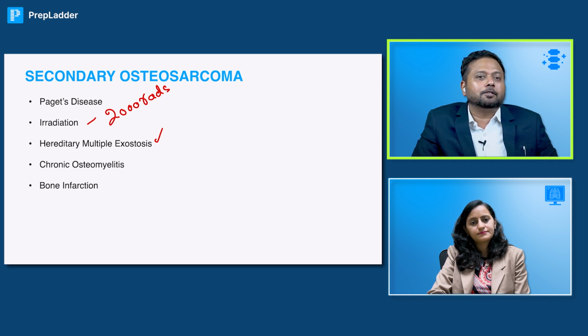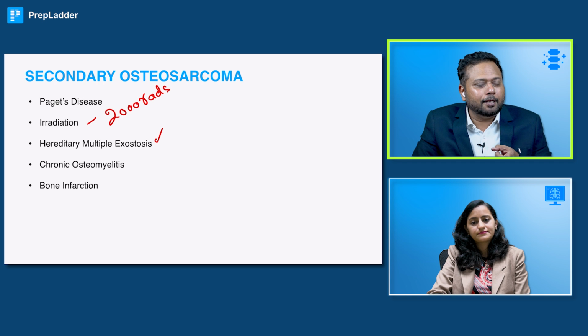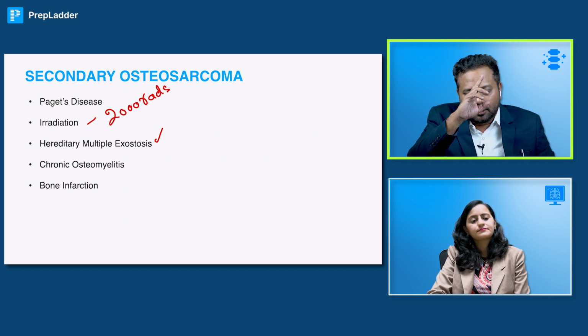Then never underestimate chronic osteomyelitis. It's an infectious condition. Notoriously, in the latest book I recorded, untreated chronic osteomyelitis is a predisposing factor for osteogenic sarcoma. Last but not the least, bone infarcts. An infarct in the bone can predispose to osteogenic sarcoma. All these things, these 5 points, you should remember.